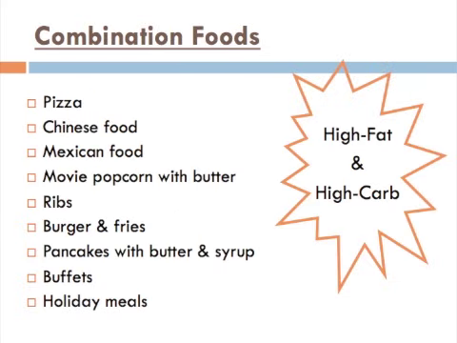Combination foods are difficult for people, and I think that's what makes going out to eat difficult as well. Most of the time, these types of foods are usually high fat and high carbohydrate and include things like pizza, Chinese food, movie popcorn with butter, burgers and fries, buffets, holiday meals, things like that.